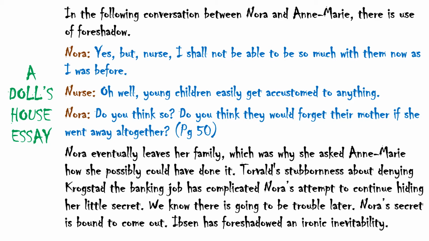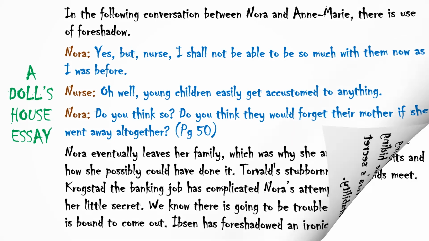Nora eventually leaves her family, which was why she asked Anne-Marie how she possibly could have done it. Torvald's stubbornness about denying Krogstad the banking job has complicated Nora's attempt to continue hiding her little secret. We know there is going to be trouble later. Nora's secret is bound to come out. Ibsen has foreshadowed an ironic inevitability.